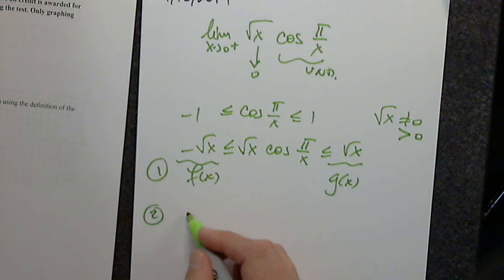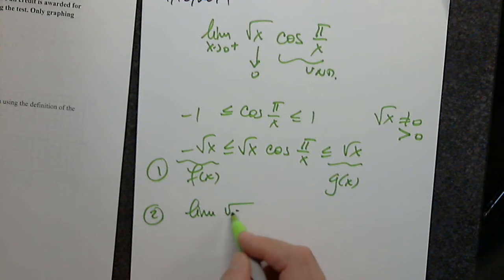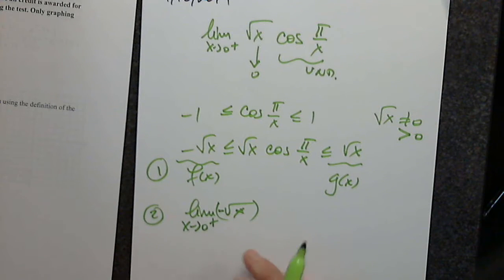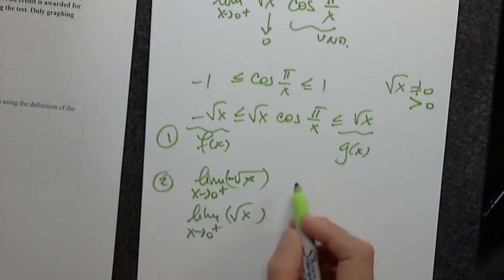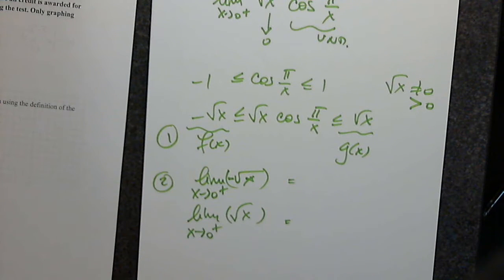And the second step is I have to show that the limit of negative square root of x when x approaches 0 from the right, and the limit of g of x, which is the square root of x as x approaches 0 from the right, they both exist and they are the same. And then I draw a conclusion. Very good. This should be just a 20 seconds problem.